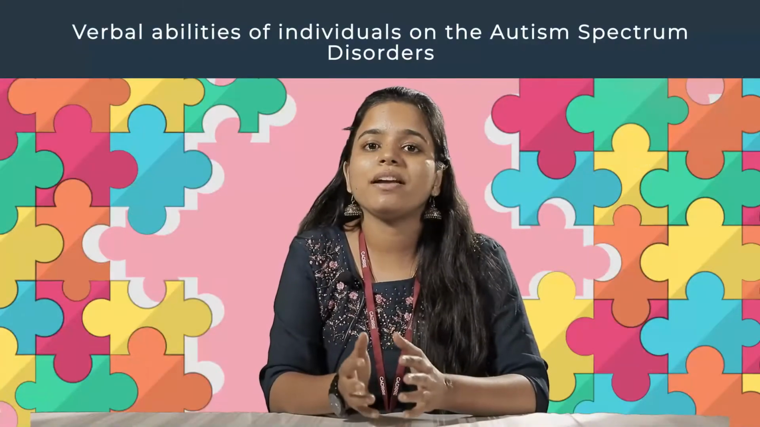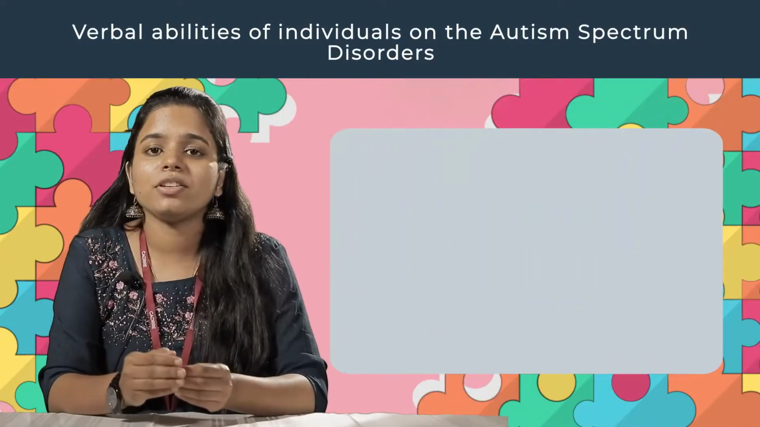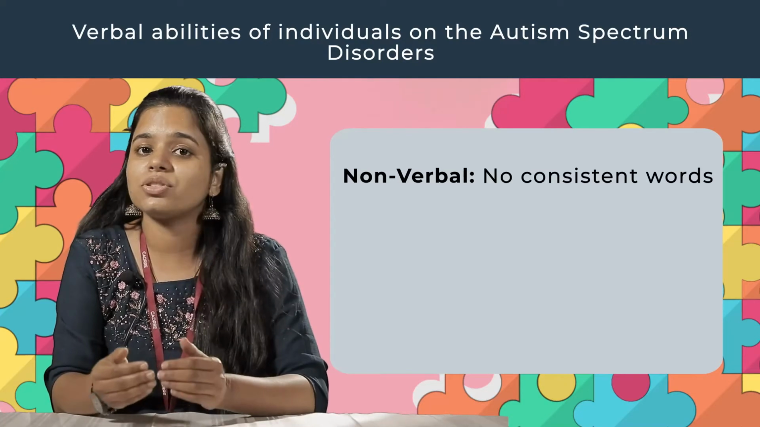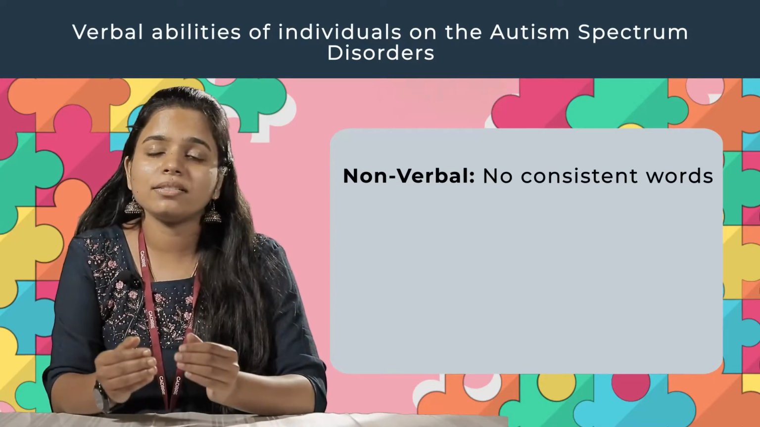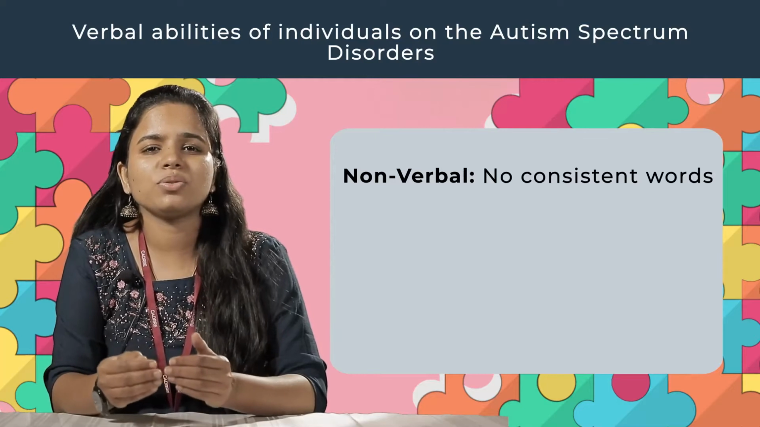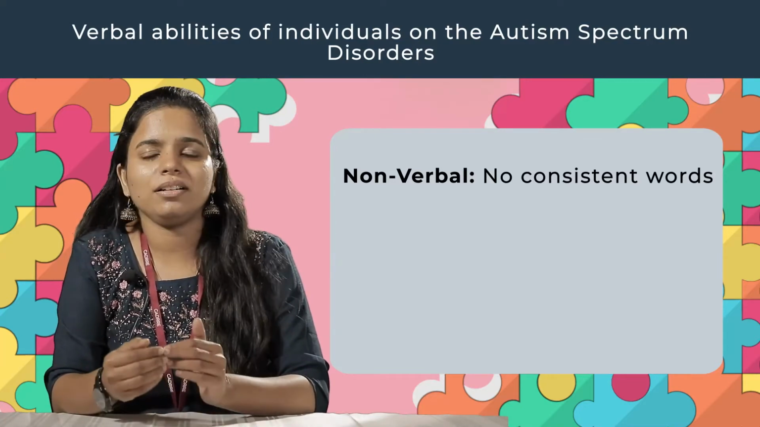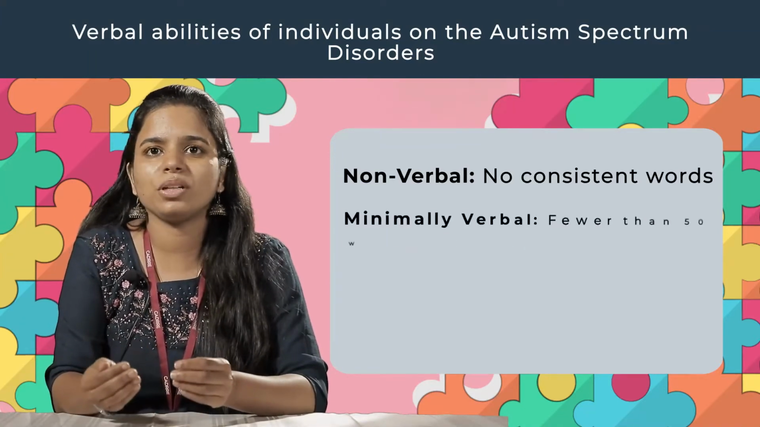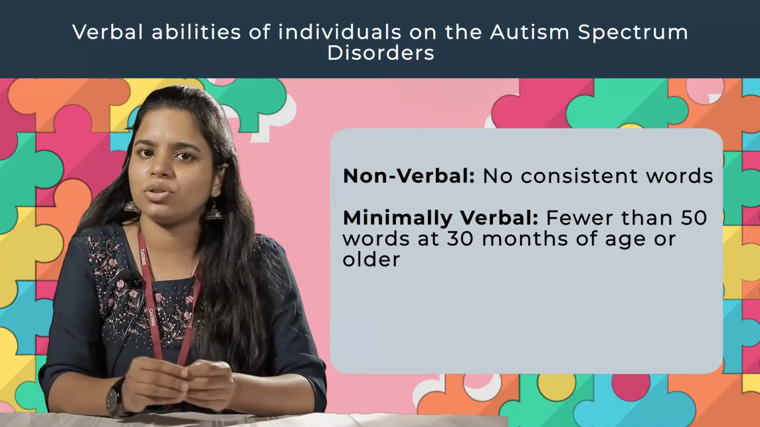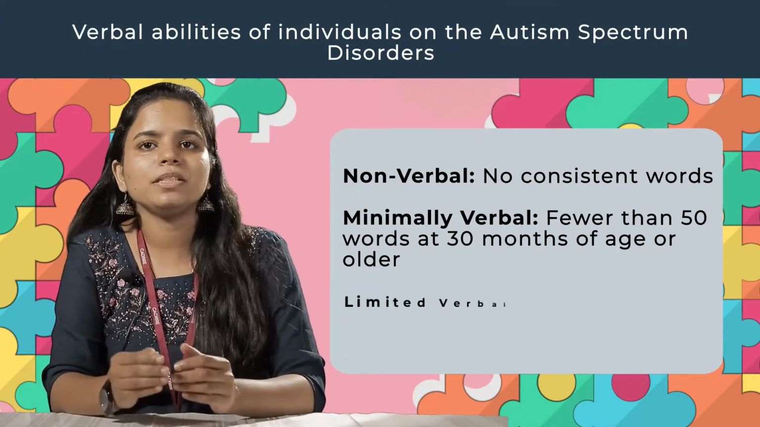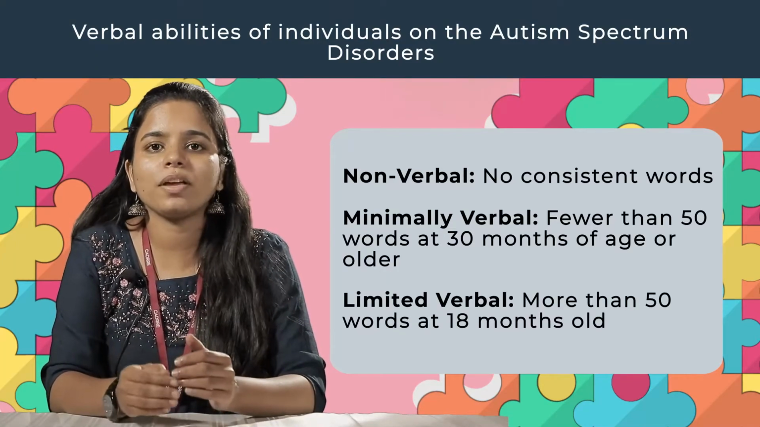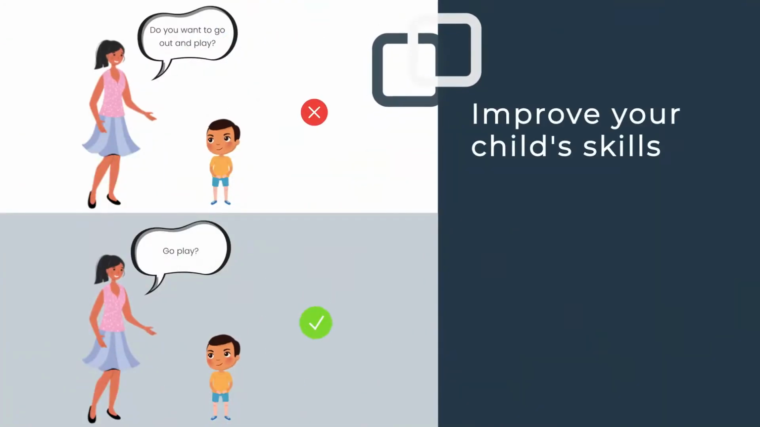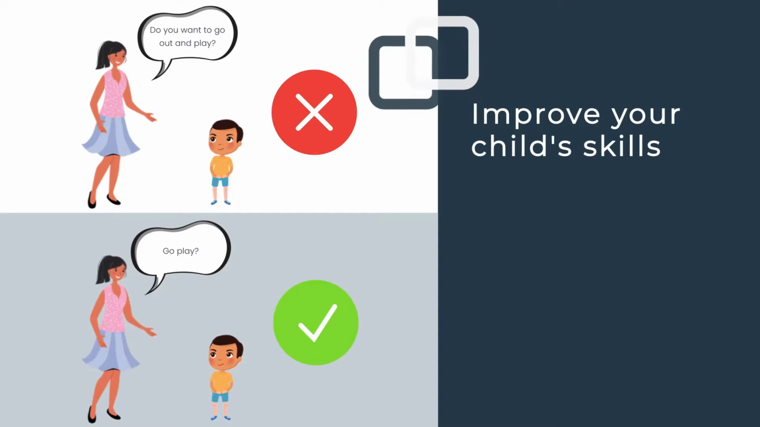Let's see how you can know what level of verbal abilities your child has. The child is said to be non-verbal if he or she is older than 18 months of age and does not use any consistent word. The child is said to be minimally verbal if he or she uses significantly fewer words than what is used by a typically developing child of the same age. For example, fewer than 50 words at 30 months of age or older. A child can be said to have limited verbal abilities if the child uses more than 50 consistent words at 18 months of age. Here are some ways to improve your child's speech, language and communication skills.